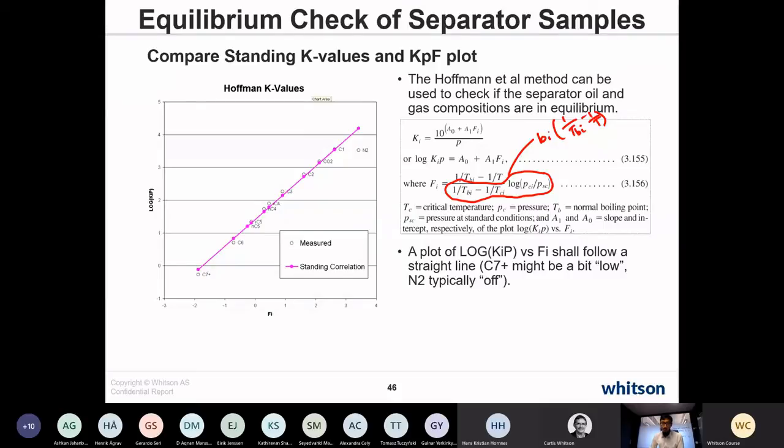So yeah, and generally what we have seen is that on this straight line, this C7 plus component usually falls off the straight line, and that's completely okay because this is just an average component, calculated from this average carbon number from standing correlation, which may or may not be very accurate for the C7 plus component. But all other components should be very close to the straight line.